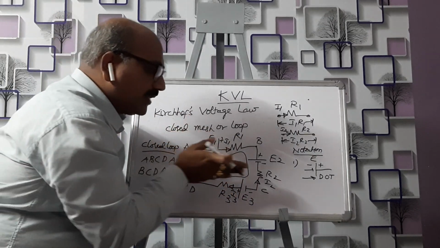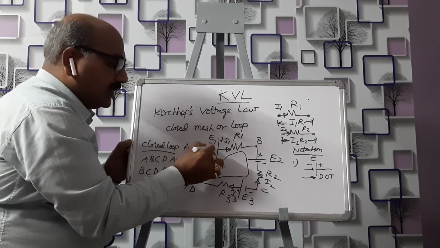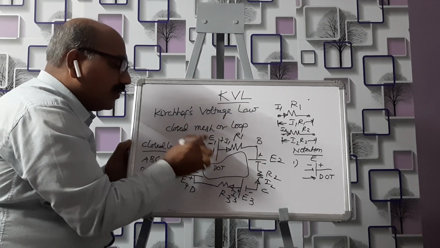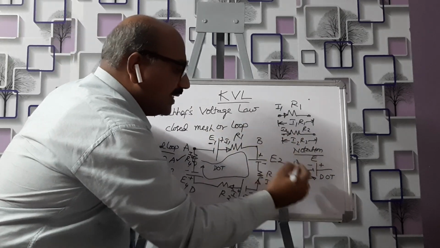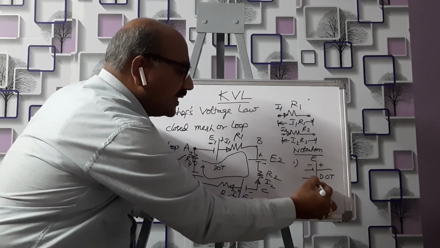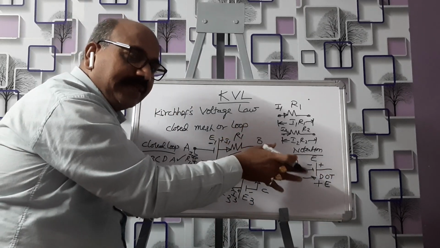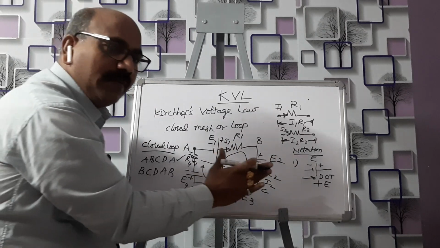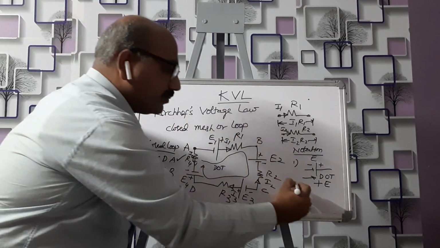Suppose I am traveling from A to B and I encounter a battery. In that battery, we are traveling from minus to plus. In such a case, this value of EMF is taken as positive E. You can remember easily that we are traveling from lower potential to higher potential. That's why its value is positive E.